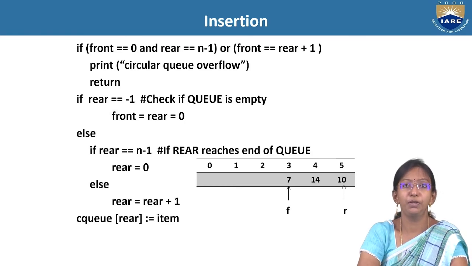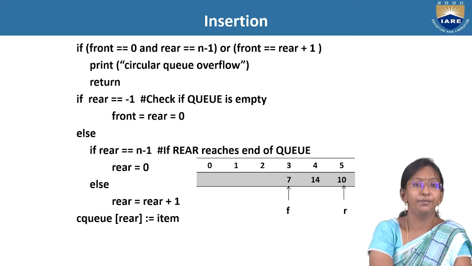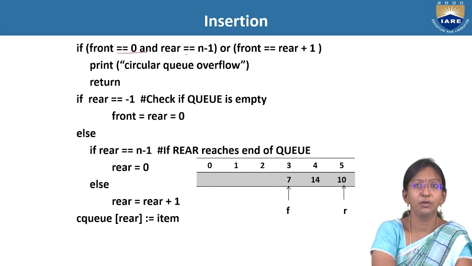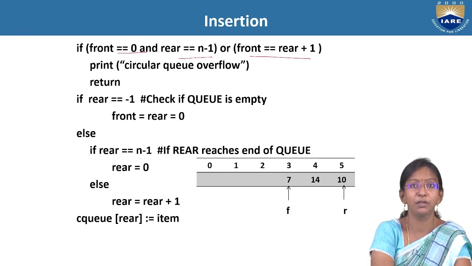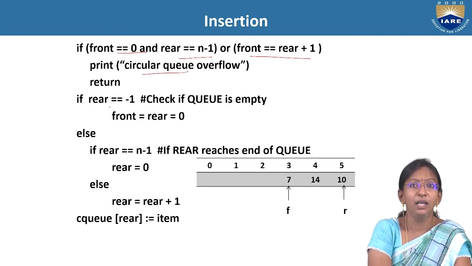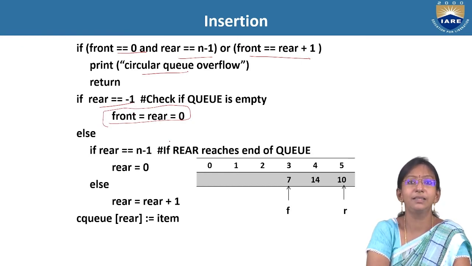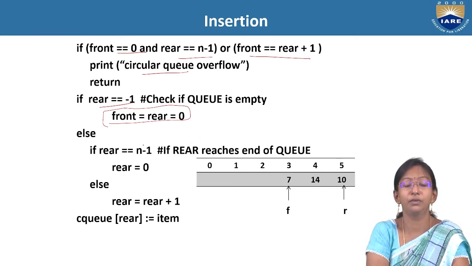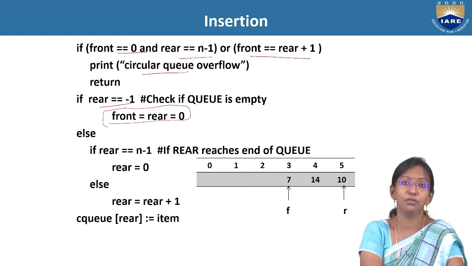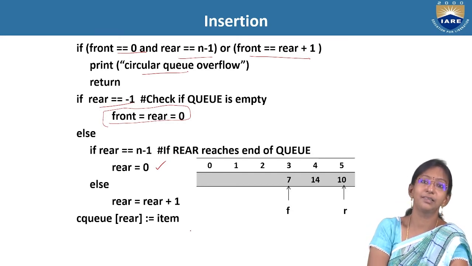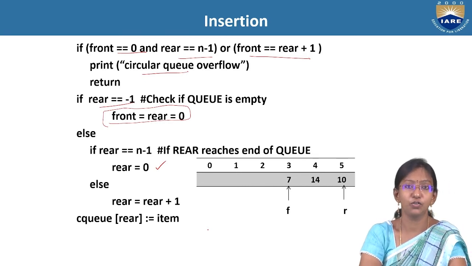Insertion operations. With the help of pseudocode, you can check. I have explicitly written these codes for circular queues because they are a bit difficult to understand when compared to linear queues. So if your front is 0 and rear is n minus 1, or front is equal to rear plus 1, it is overflow, right? If front is equal to minus 1, that is, it is empty, then for insertion, make both of them zero. Else, if one more condition is that your rear is n minus 1, then make rear 0. Or else, the normal case, just simply increment the rear and insert. These are the conditions of insertion.